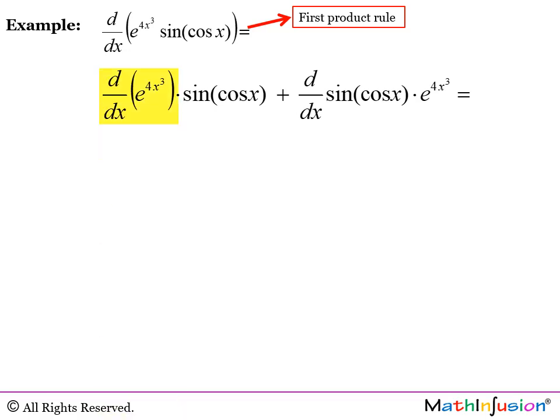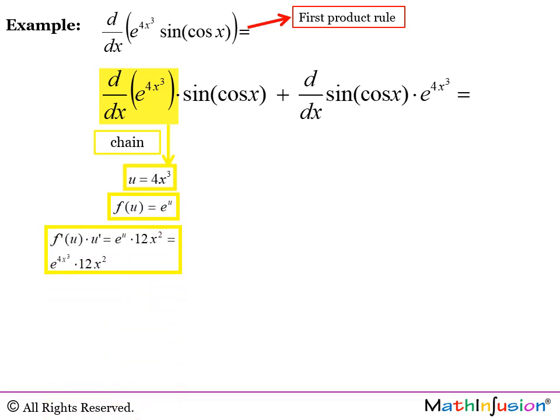Now I should focus on applying the chain rule to each of those two composite functions. You start with this. Using the chain rule, obviously, u is 4x cubed, and the big function is e to the u. And I get that the derivative of this is e to the u times 12x to the power of 2, which is also e to the power of 4x cubed times 12x to the power of 2.